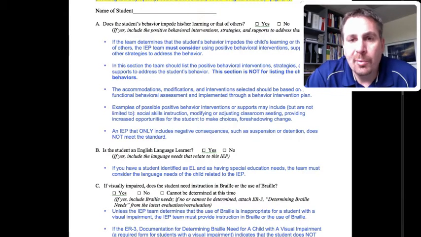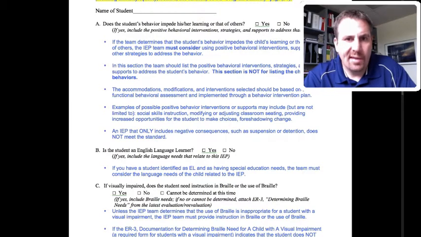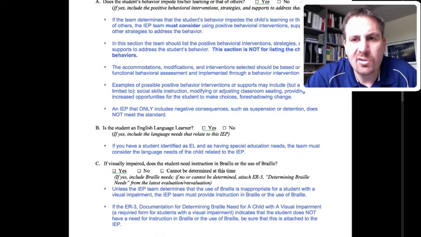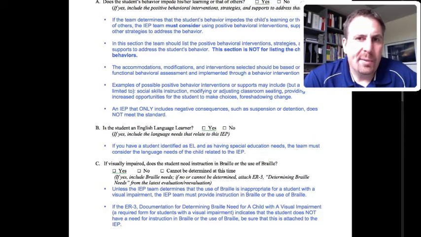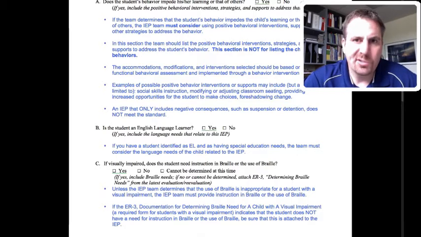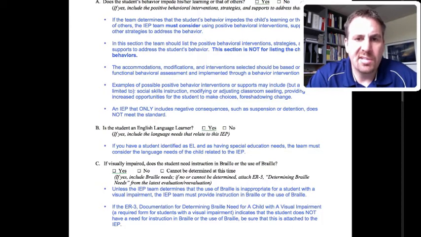Now, if there are multiple behaviors and you wanted to list the behavior and then the supports underneath it, I think that's probably acceptable, but just the behaviors alone are not acceptable. The accommodations, modifications, and interventions that we do select should be based on the results of a functional behavioral assessment and a current behavior intervention plan. So they shouldn't just be random things we're doing. They should be built off of a functional behavioral assessment.